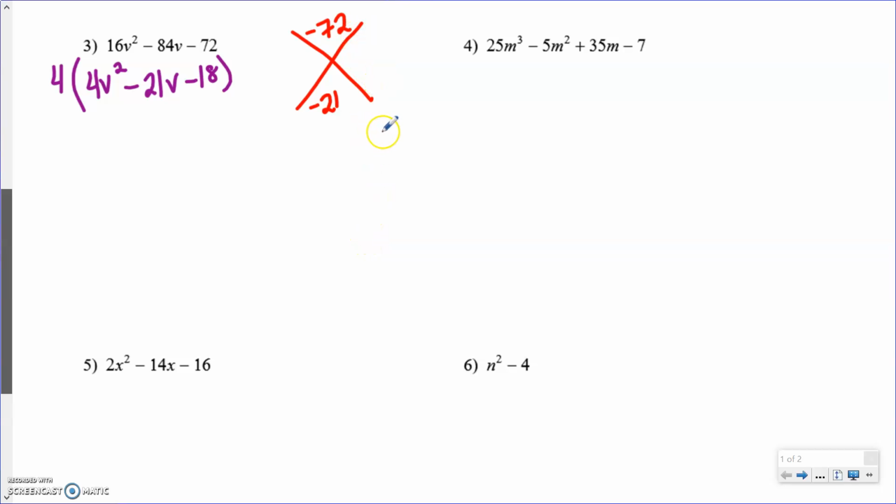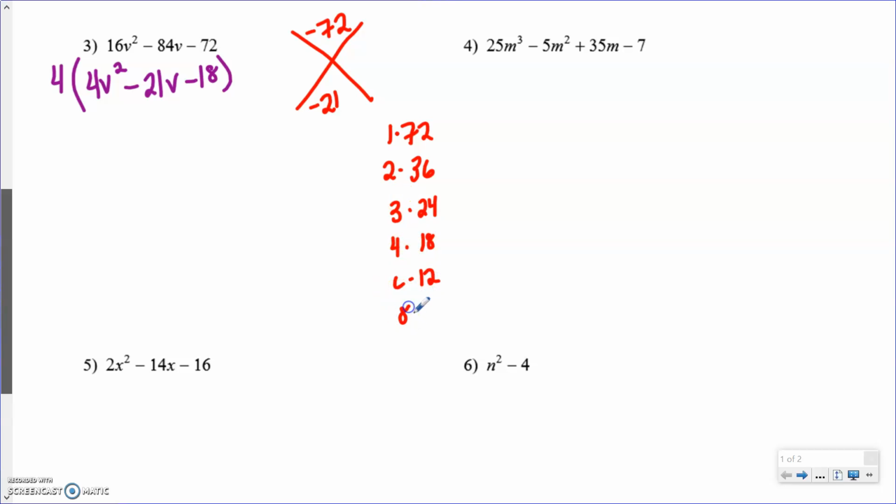Now, I'm not sure about you, but this one is not as easy for me to do off the top of my head. So I'm going to start listing factors out. I know I could do 1 times 72, 2 times 36, 3 times 24, 4 times, let's see, 18. Use that one in a different example. 5 doesn't work. 6 is 12.